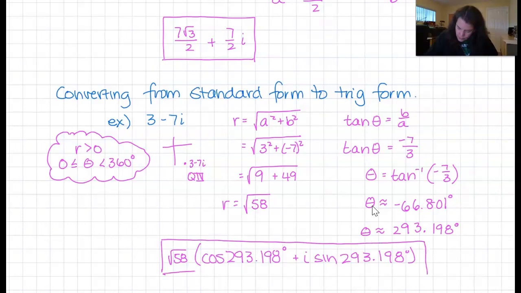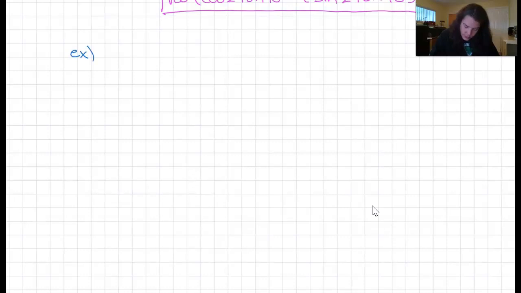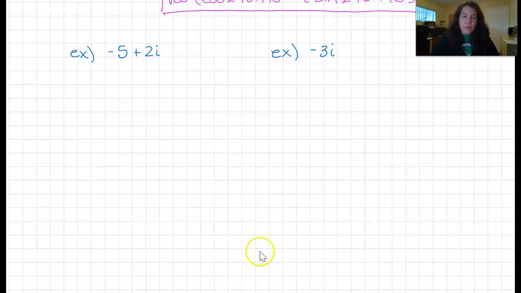Okay, so I'm just going to give you 2 more. Try these on your own. We'll come back, we'll compare answers and that'll be the end. So the two that I want you to try, convert these. I want you to convert, let's say, negative 5 plus 2i, and how about just negative 3i? Okay, so pause the video and go ahead and try those.